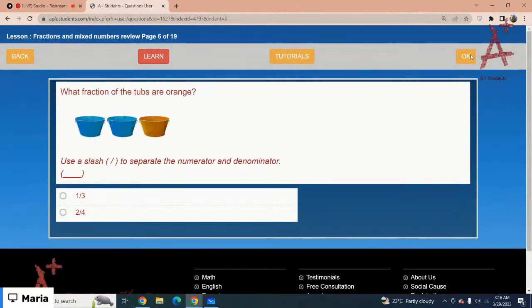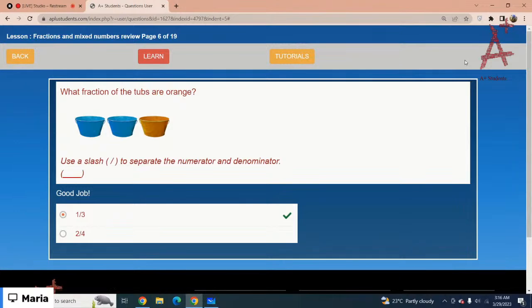What fraction of the tubs are orange? Yes, 1 over 3. Out of 3, just 1 is orange. So it would be 1 out of 3. Got it? Very good.